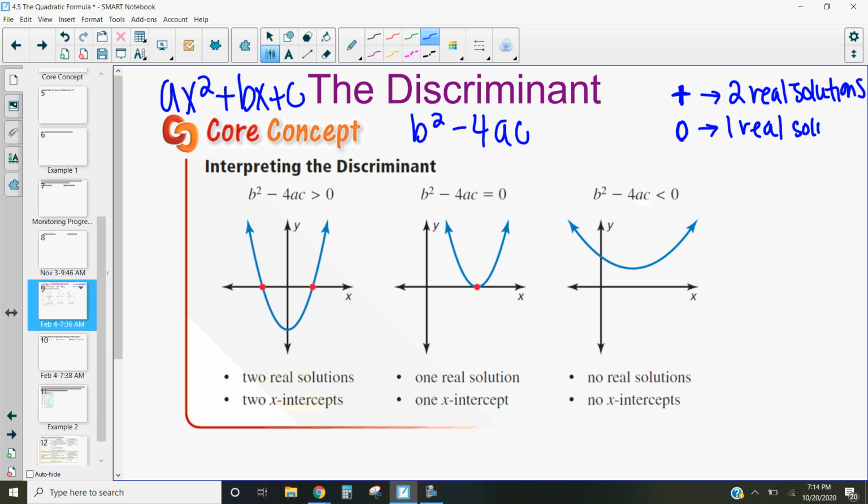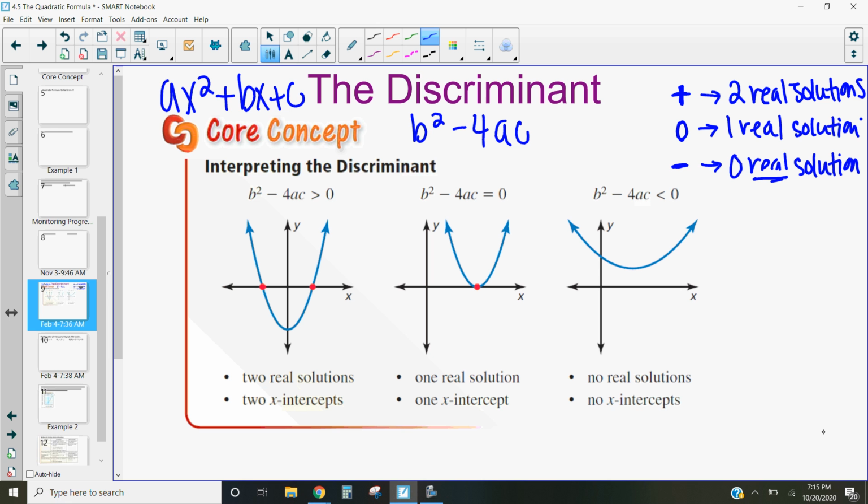And if there's one real solution, we'll talk about tomorrow, but that actually means that we also have a complex solution. And then if it is negative, that means we have no real solutions. It's important that you specify that these are no real solutions because we do have complex or imaginary solutions, we just don't have any real ones.